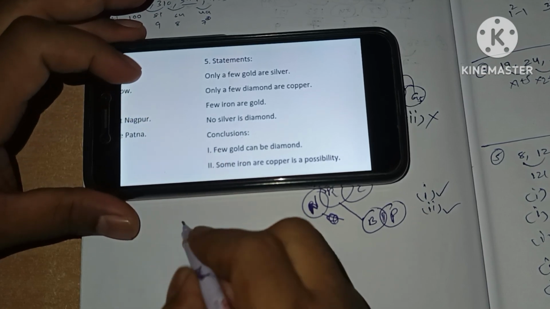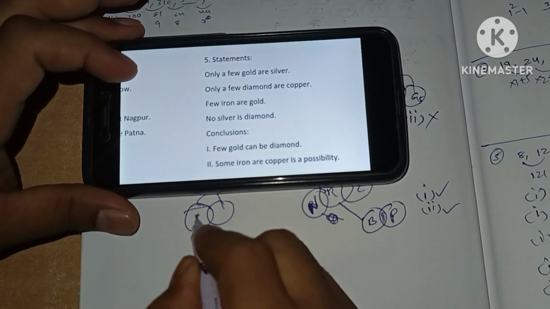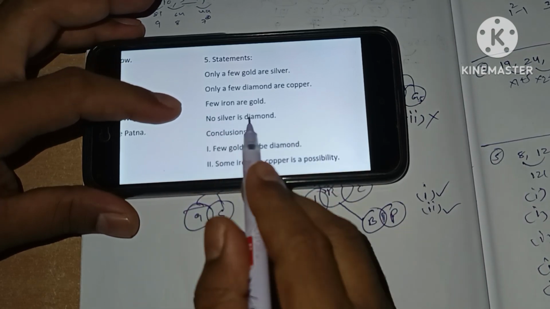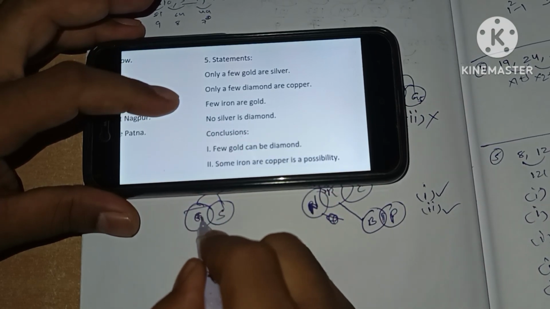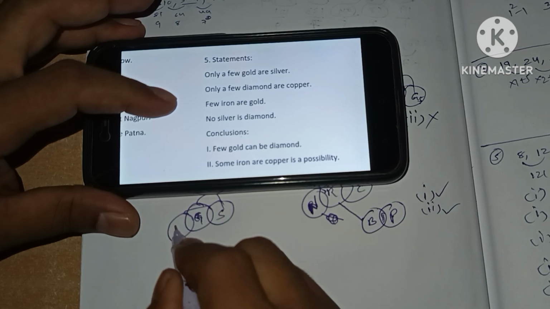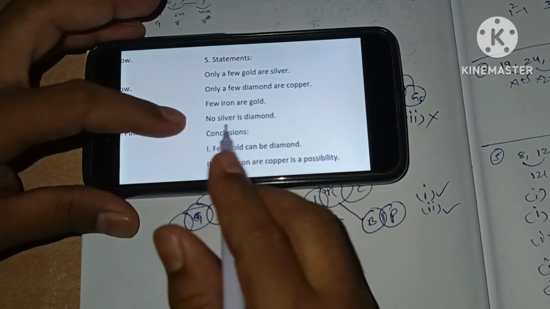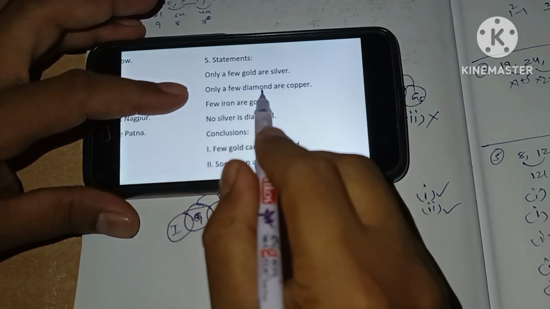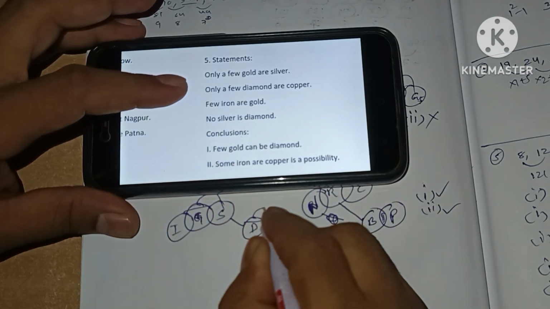Only a few gold is silver. Only a few diamond is copper. Few iron is gold, means some iron is gold. No silver is diamond. Only a few diamond is copper.